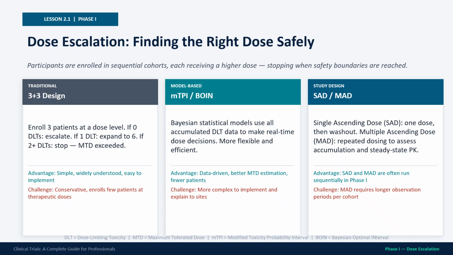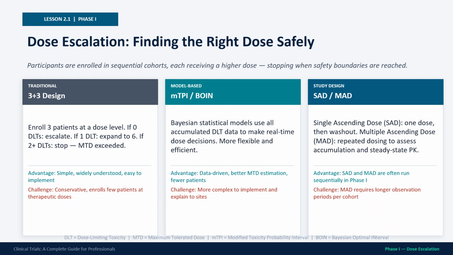The traditional method is called the 3+3 design. Enroll 3 patients at a dose level. If none of them experience a dose-limiting toxicity, a predefined unacceptable adverse event, you escalate to the next dose. If 1 of 3 experiences a DLT, you expand the cohort to 6. If 2 or more experience DLTs, you stop. You have exceeded the maximum tolerated dose.